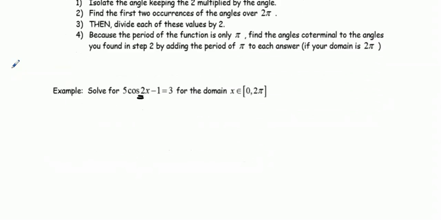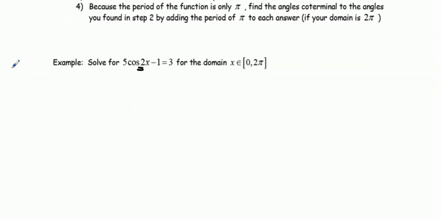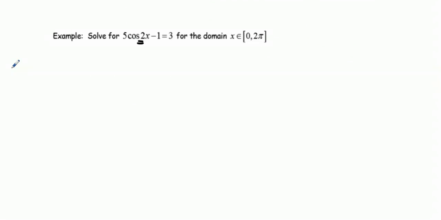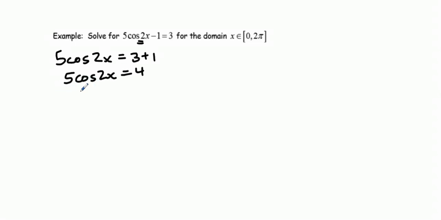So let's go ahead and start. There's the steps, but we'll just do it. So it says solve for this one. This one happens to be linear, so we're going to isolate in the way that we talked about earlier. So move the 1 over, and we're going to have 5 cos 2x equal to 4. We're going to divide both sides through by 5. We're going to get cos 2x equals 4 over 5.